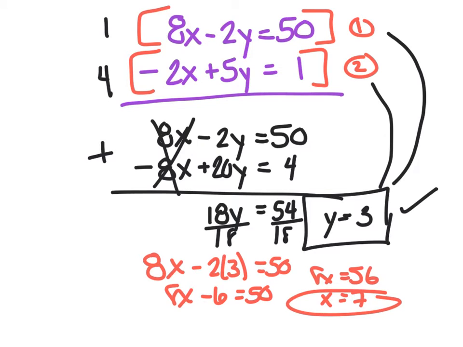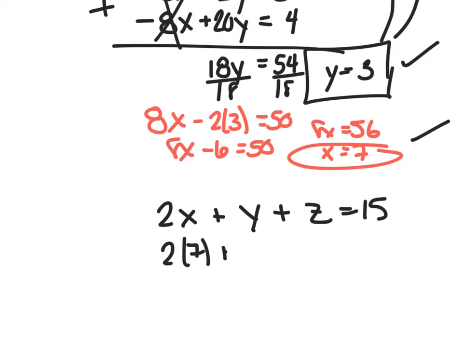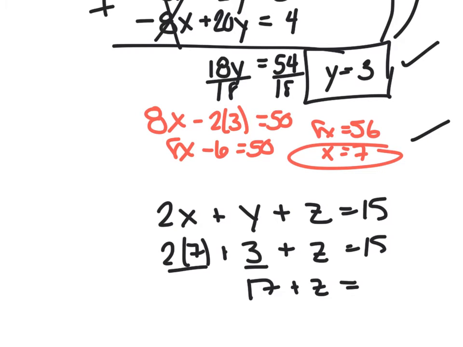Now I have x, I have y, and I can go get z, which means I do need to use one of those original equations. And I'm just going to pick, I don't know, that first one. I think I remember it. 2x plus y plus z equals 15. So I'm going to go 2 times, what was x? 7 plus 3 plus z equals 15. So that's 14 plus 3. So I get 17 plus z equals 15. So z equals negative 2.